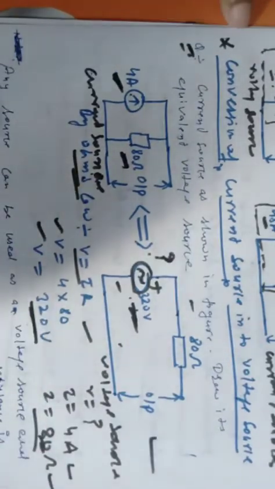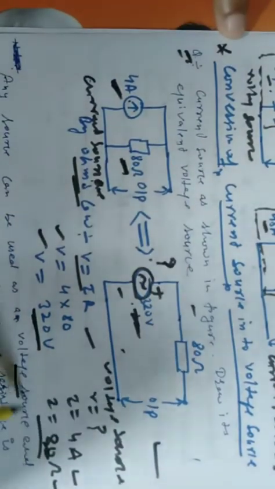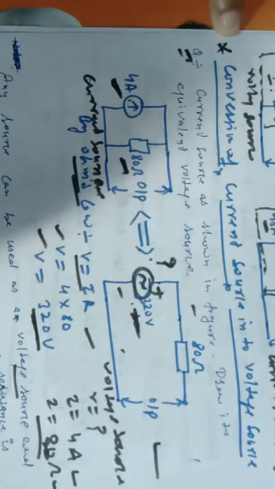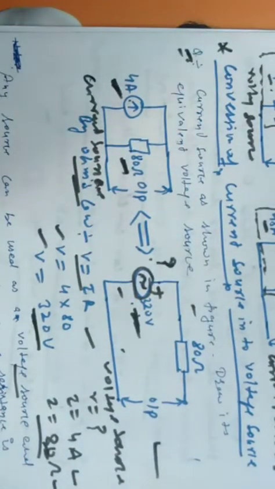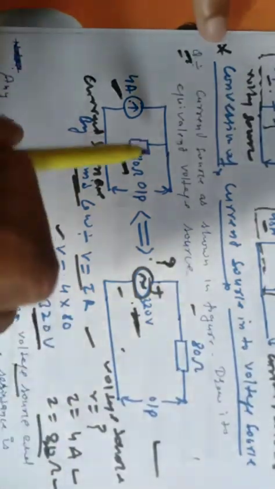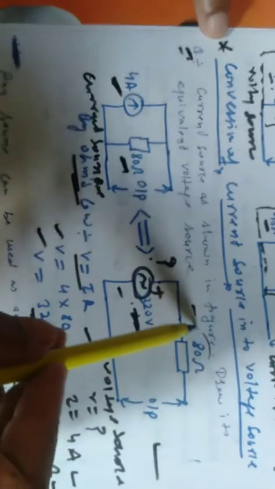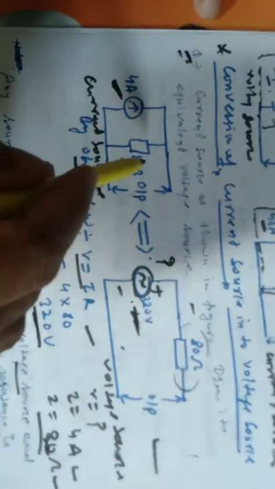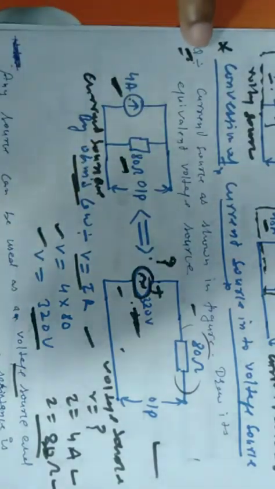Any source can be used as a voltage source or a current source depending upon how the source resistance is connected. We can use any source as a voltage source and current source, we just need to know how the source resistance has to be connected. In case of a voltage source, it is connected in series, and in a current source it is connected in parallel.